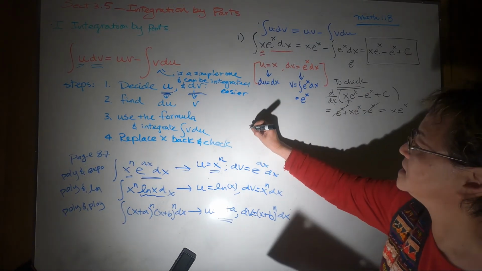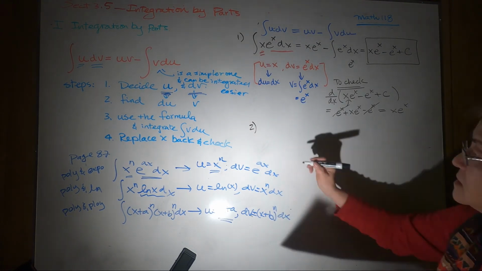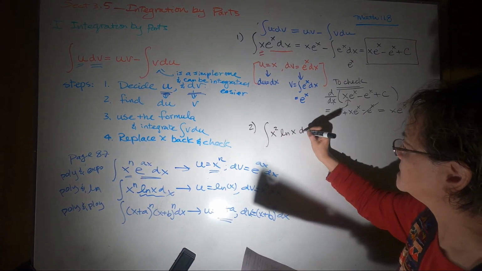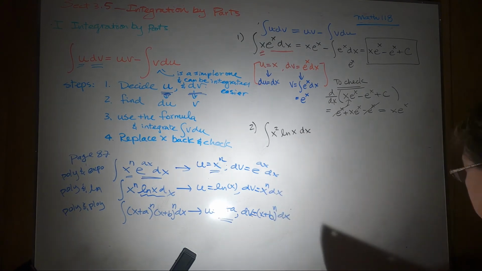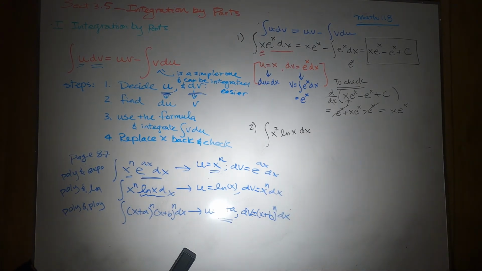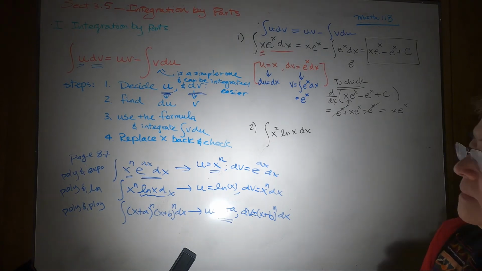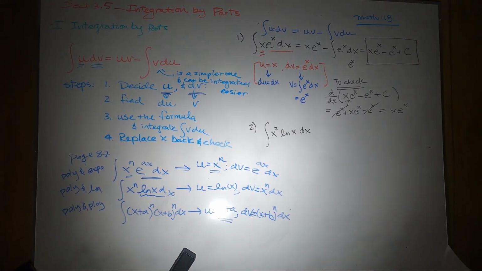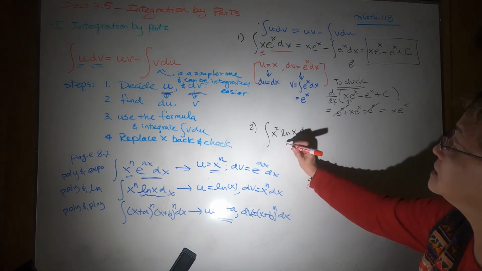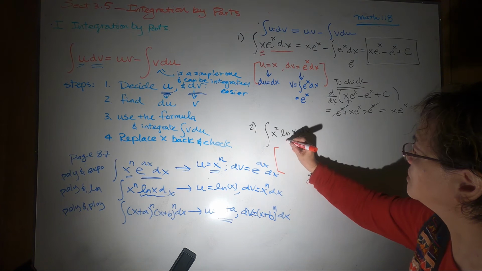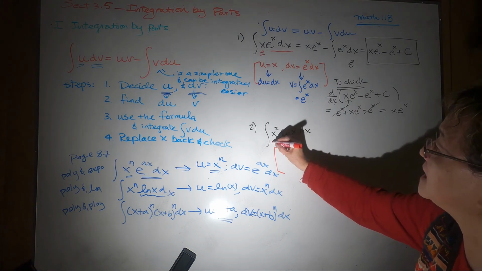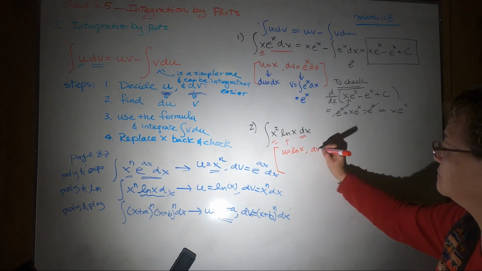Then let's look at the second example. The integral of x squared times natural log x dx. It's a polynomial and a log. From the rule of thumb, if you have a log, you let the log become your u. So you will use this one as your u. The remaining one will be your dv.